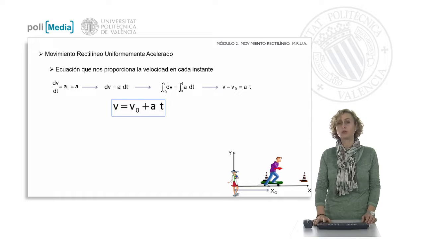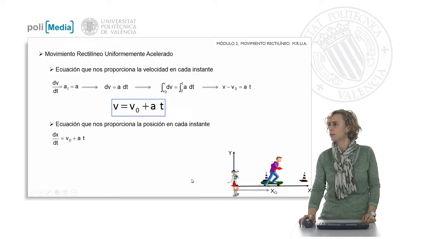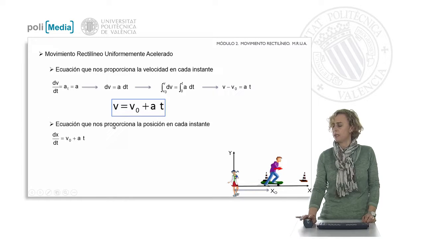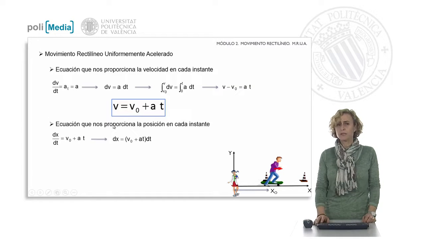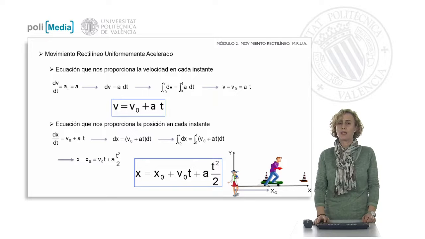If we want to find the position at each instant, we will start from the relationship that exists between position and velocity, taking into account that now the velocity is the one we have obtained before. Well, we separate variables. X sub 0 and V sub 0 are the initial values, and A is the value of the tangential acceleration that in this case is constant and we had called A.